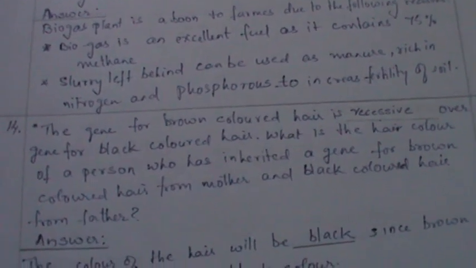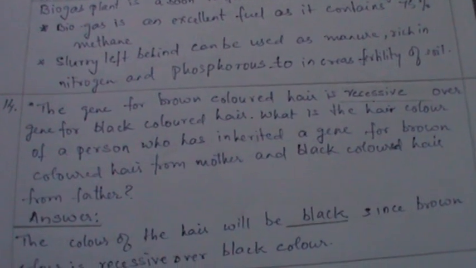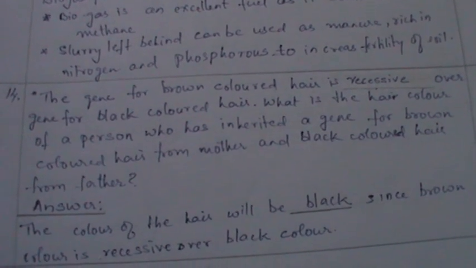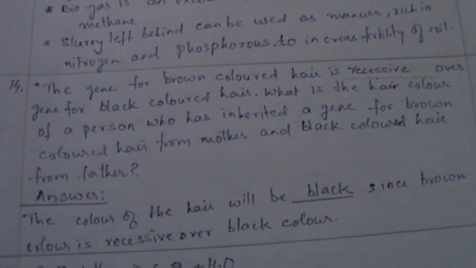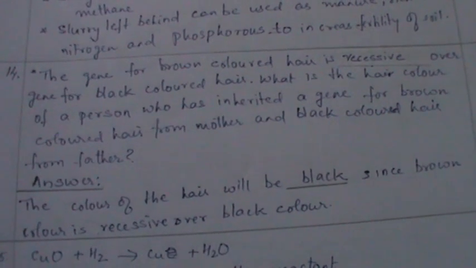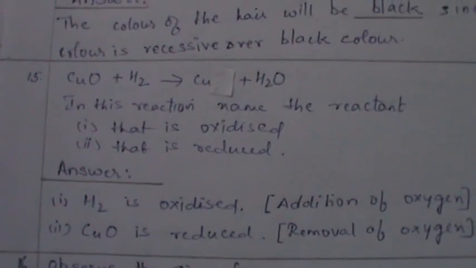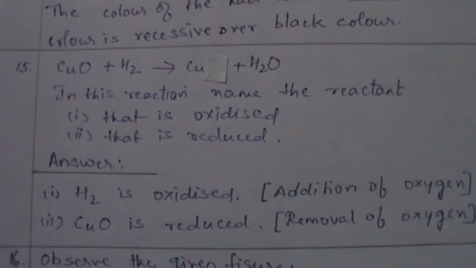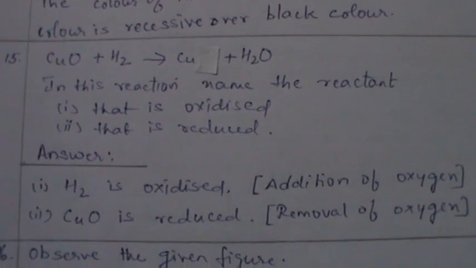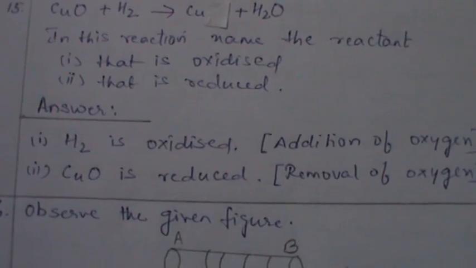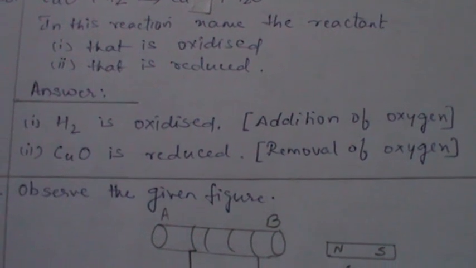Question number 14. The gene for brown colored hair is recessive over gene for black colored hair. What is the hair color of a person who has inherited a gene for brown colored hair from mother and black colored hair from father? Answer. The color of hair will be black since brown color is recessive over black color. Question number 15. CuO plus H2 gives Cu plus H2O. In this reaction, name the reactant that is oxidized, that is reduced. Answer. H2 is oxidized, addition of oxygen. CuO is reduced, removal of oxygen.